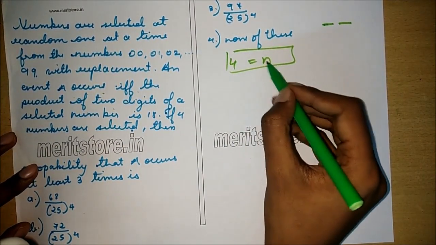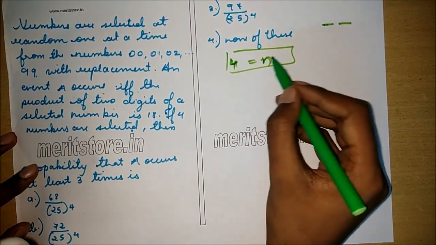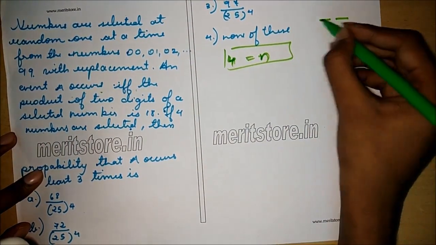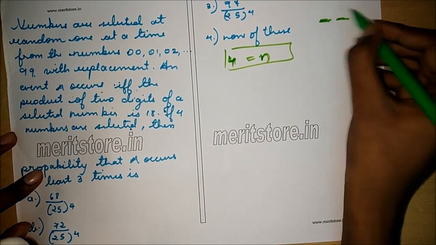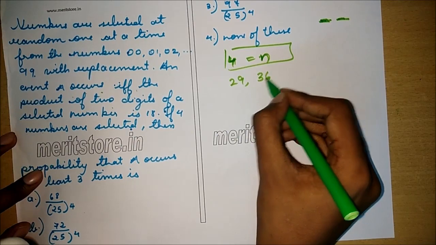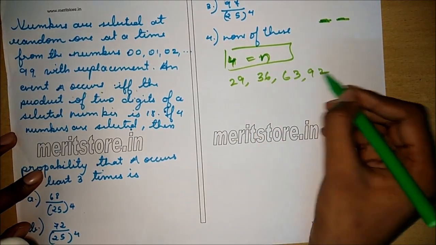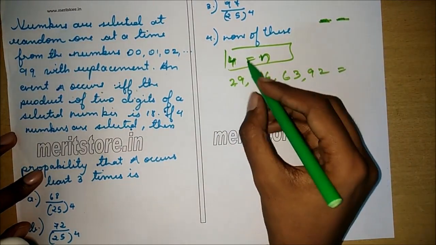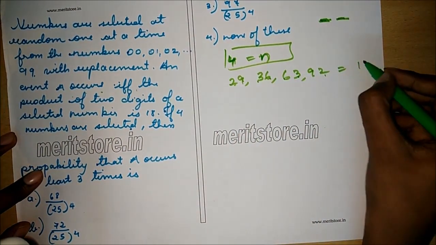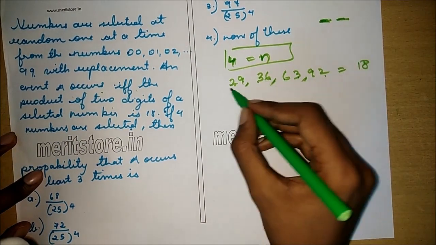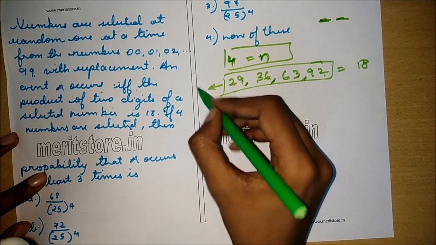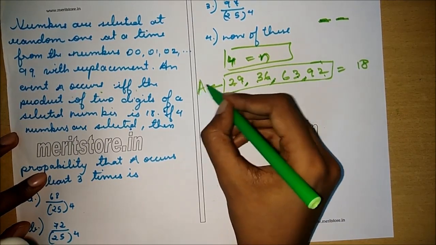So out of these 4 numbers, if a number happens to have a product of digits equal to 18, for example numbers like 29, 36, 63 and 92, in these cases the product of the digits, that is 9 into 2, 6 into 3, 6 into 3 and 9 into 2, is 18. So when either of these 4 numbers is selected, then an event will occur, which is A.